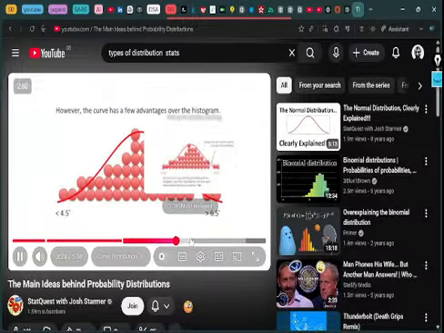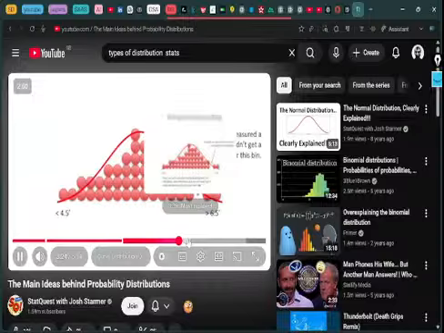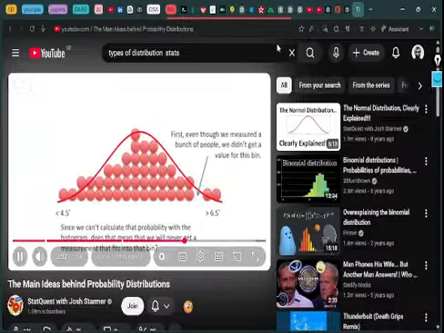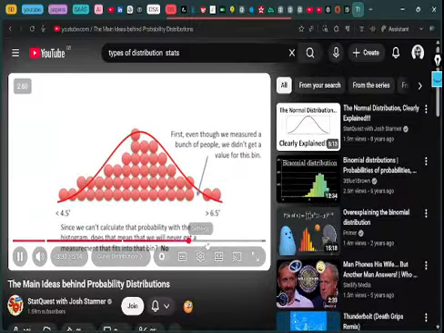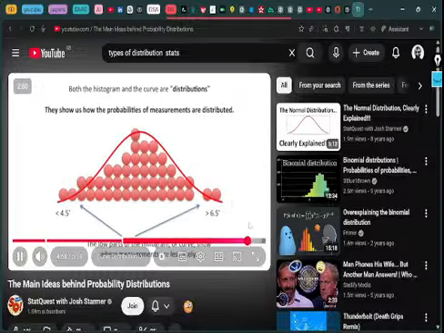However, the curve has a few advantages over the histogram. First, even though we measured a bunch of people, we didn't get a value for this bin. Since we can't calculate that probability with the histogram, does that mean we will never get a measurement that fits into that bin? No.